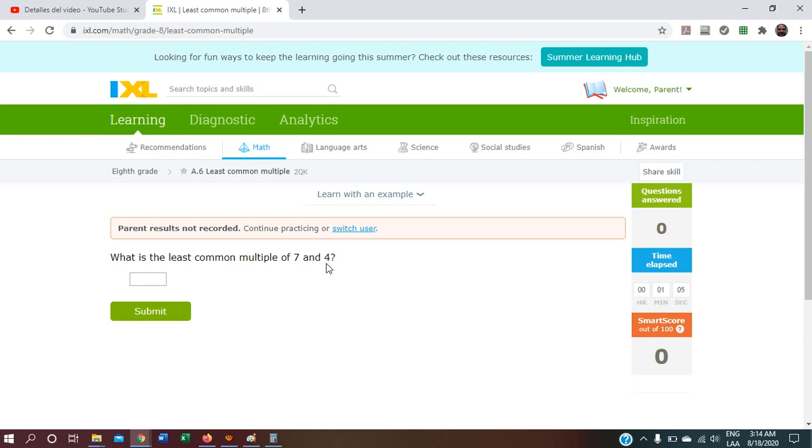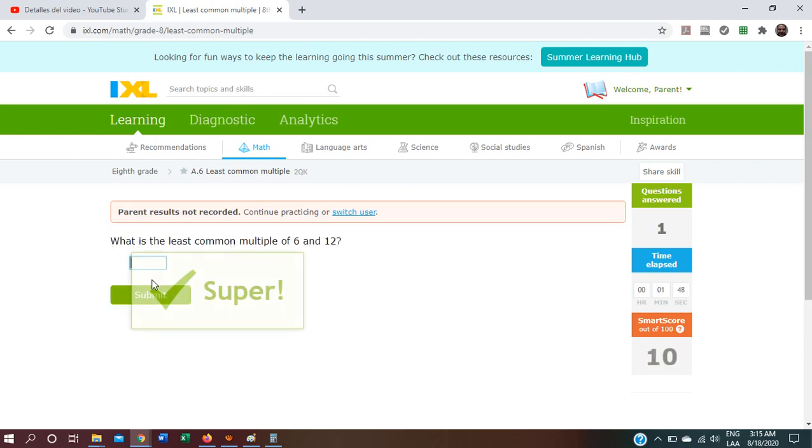Let me give you a key. When one of these two numbers is a prime number, remember a prime number is a number that can be divided only by 1 and by itself, there is no point to factorize. In this case, 7 is a prime number, so we just multiply both numbers by each other. 7 times 4 equals 28. So the answer is 28, the least common multiple of these two numbers.